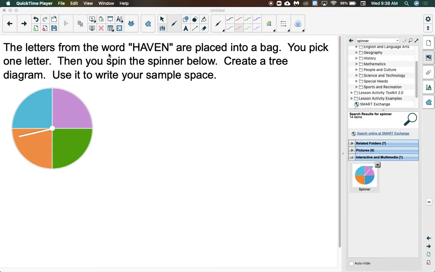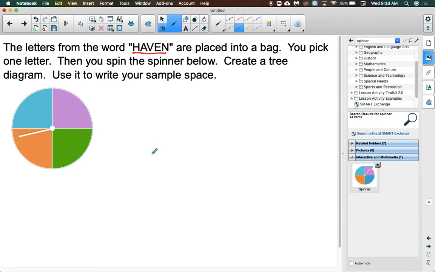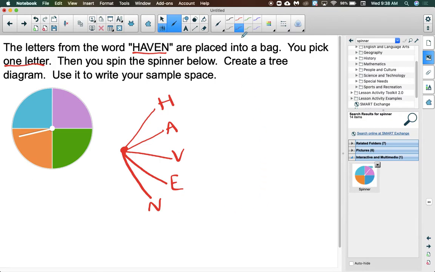So this one says the letters from the word haven are placed into a bag. You pick one letter and then you spin the spinner below. In case you want that little bit of reassurance, I can't write on the spinner for some reason, but the colors are blue, purple, green, orange. So the first thing I do is pick a letter from the bag. I make my starting point, and when I pick a letter from the bag, I have 5 separate outcomes: H, A, V, E, N. They're the 5 letters in the bag.